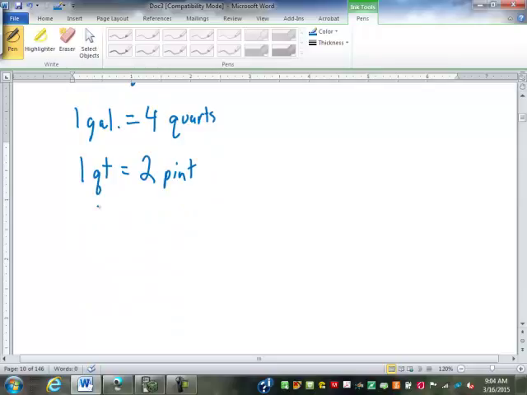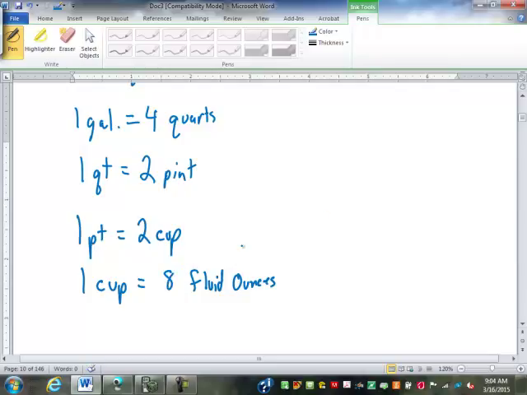Smaller than a pint is a cup. How many cups are in a pint? 2. A cup used to be called a half pint. There's 2 cups. Smaller than a cup, we have fluid ounces. 8 fluid ounces in a cup.